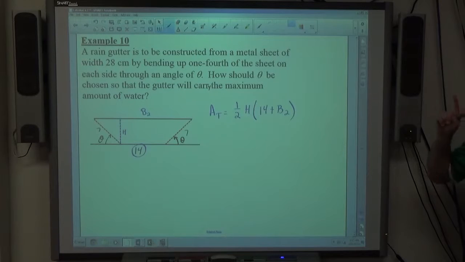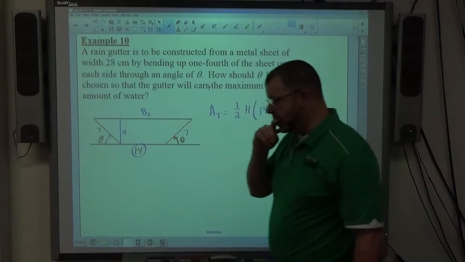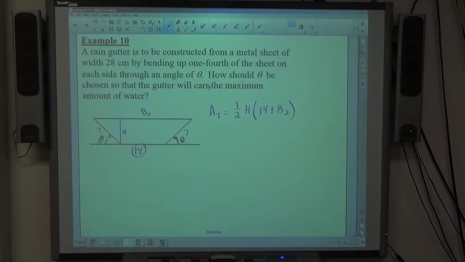What I need to do is find the area in terms of what? Theta. Right now I have the area in terms of this base B and this height. Normally I just need to get one thing in terms of another, that's easy enough, right? But now I need to get both B and H in terms of theta in order to get this area formula all about theta.